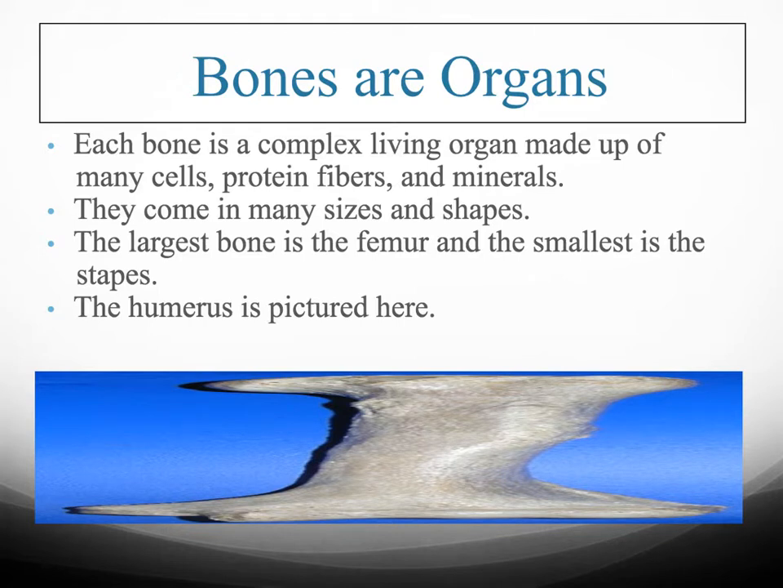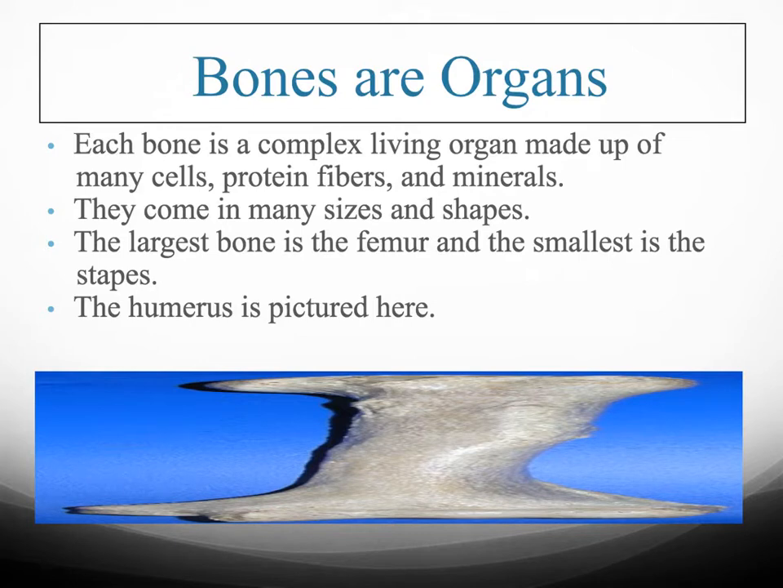Okay, the first thing to note is that there are 206 bones in the human skeleton. I don't know if there's a page on your notes for that, but there are 206 bones in the human skeleton. And I'm not going to read all of these slides out to you, but it's important to know that bones indeed are organs. Now, the femur is the thigh bone. That's the largest bone. The stapes is one of those three little small bones in your middle ear. And the humerus, that's what's pictured here, is an upper arm bone.